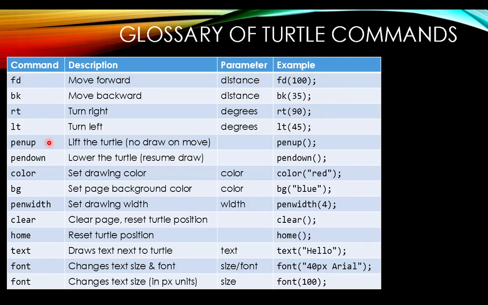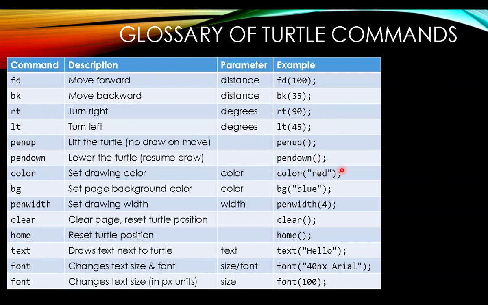You can lift the turtle. If you say pen up, it's as if you've lifted the turtle, and then when you go to move it somewhere else, it can't draw because it's not touching the paper anymore. And then once you put the pen down, then of course the turtle can resume drawing. Notice there's no parameters, there's no data for these functions, so you just say pen up with parentheses or pen down. You can also set the color.